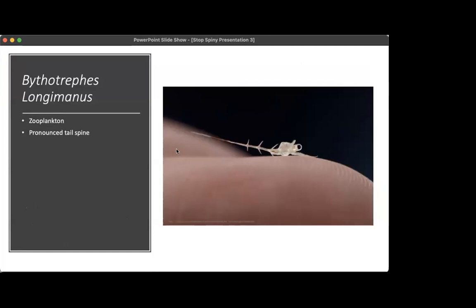So here's the star of our show. This is Bythotrephes longimanus, or Bythotrephes cedarstromi, as some folks are starting to adopt more commonly. It is the spiny water flea. This is a zooplankton, which means that it's an animal. So something this tiny we often don't think of as an animal, but this is a small aquatic animal, and it's identified by this long, pronounced tail spine that you can see right here. It's 3, 4, or 5 times the length of the rest of the body.